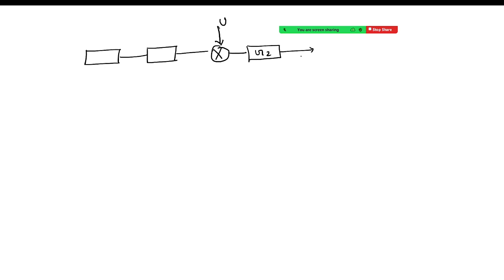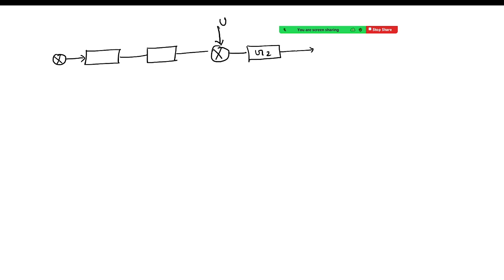So when we talk about, let's say this one was our particular system. And again, I'm telling you, this is very important. If you understand these things, then most of the problems in process dynamics and control will become easy. So this one is U, and let's say this one is G2, right? And here there will be a comparator, right?